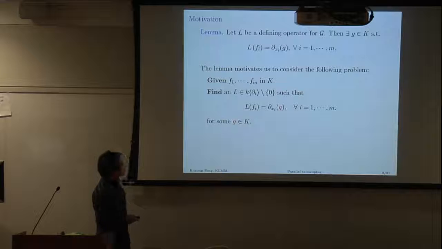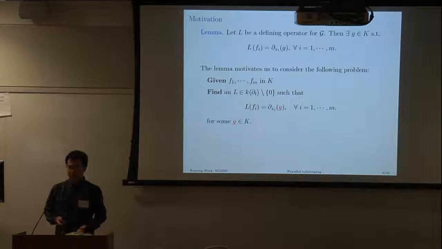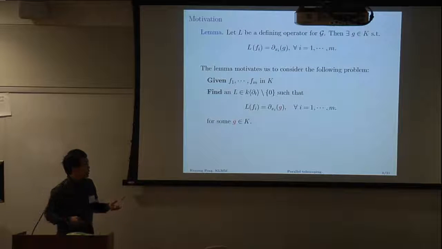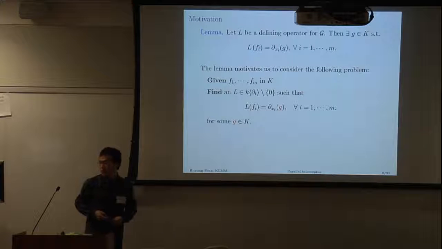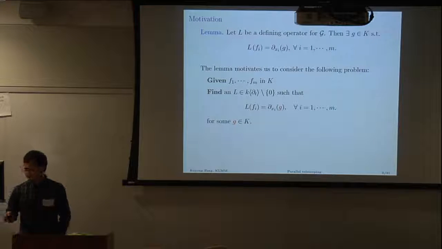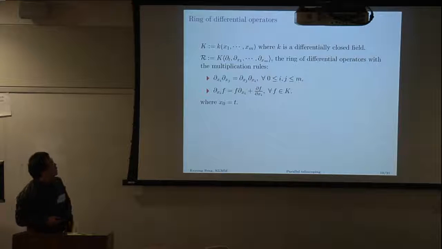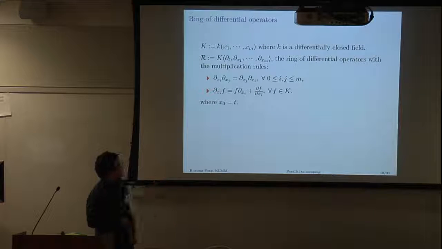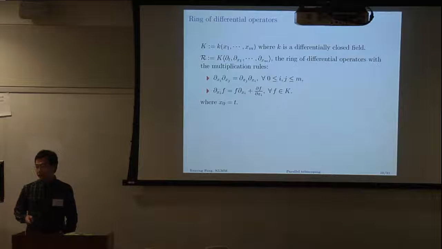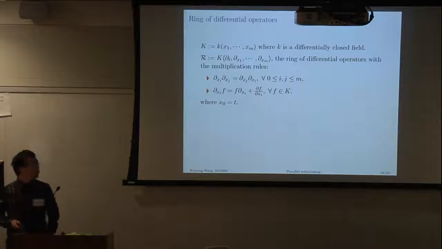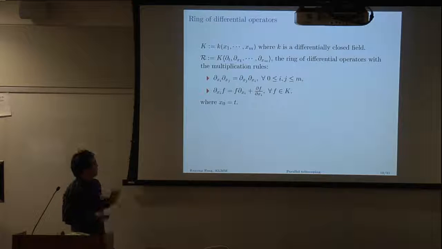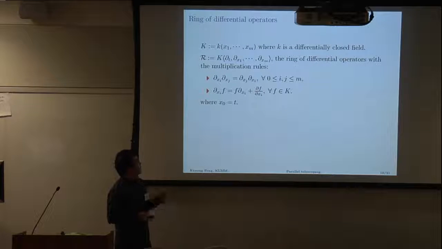And here we consider not only rational functions, but also functions in a larger class called definite functions, which I give the definition now. Let R be the ring of these Ore operators, whose multiplication rules are as follows. All derivations are commutative. And in general, the derivations and elements in the capital K are not commutative.